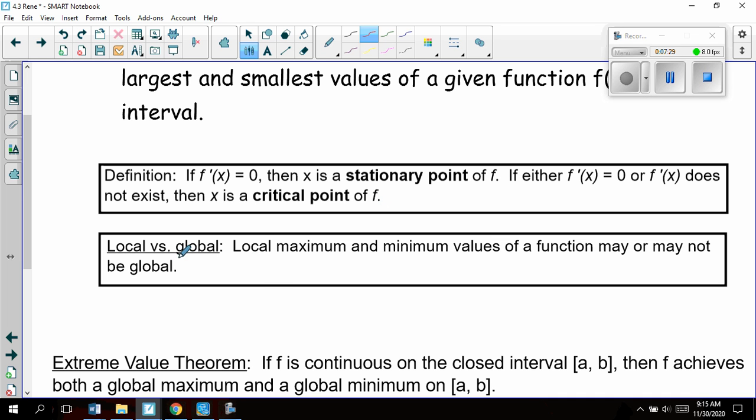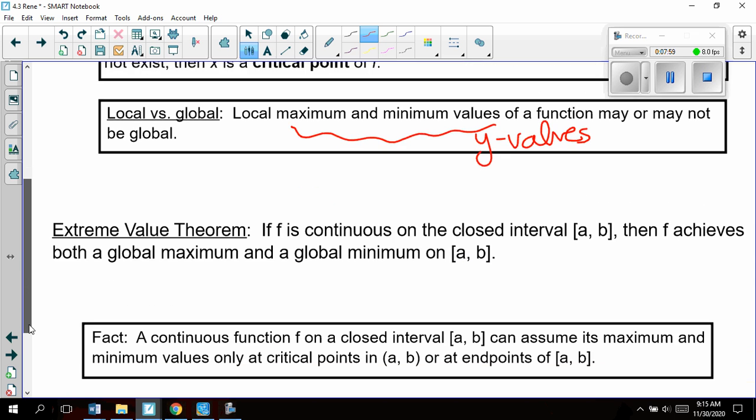A couple things you have to be careful of is local versus global. Local max and mins may or may not be the global max and min. And remember, with global, usually we're talking about on an interval of some sort. It doesn't have to be, but usually it's, on this interval, what's your max value? And when we're talking max and min values, those are y values that are the highest or the lowest on this global interval. All right, so those are things you have seen before.